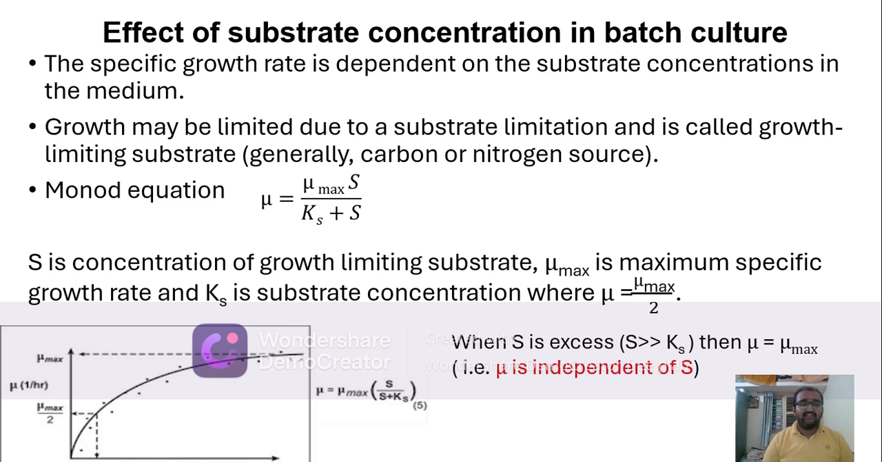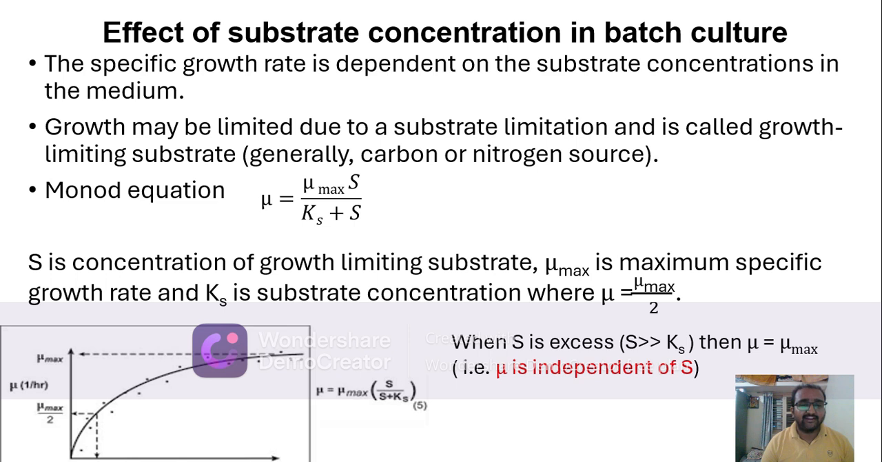Sometimes slow growth will occur because there may be carbon limitation or nitrogen limitation, hence it may slow the growth, and this is called the growth limiting step or the growth limiting substrate. So this growth rate can be represented similar to the enzymatic kinetics, like the Michaelis-Menten equation. We have something called the Monod equation, which gives the information of specific growth rate.